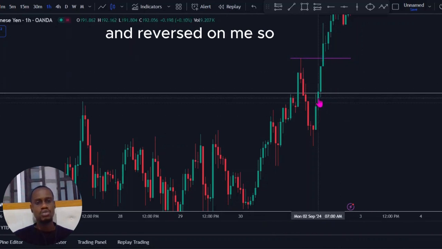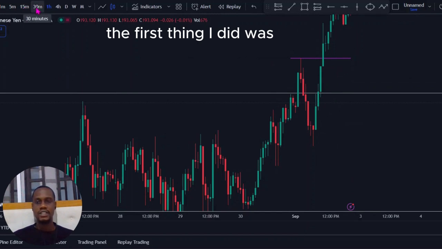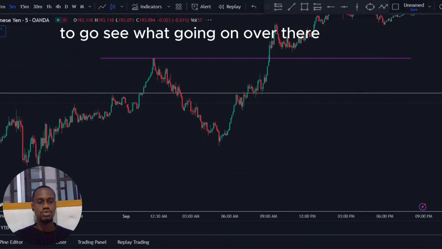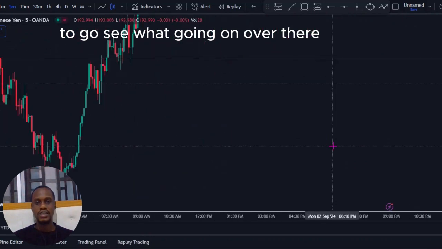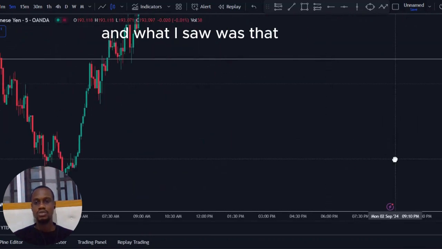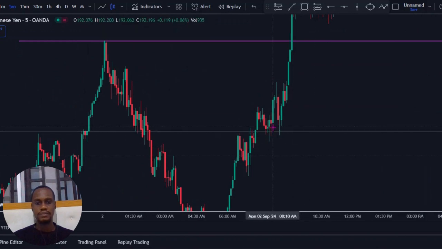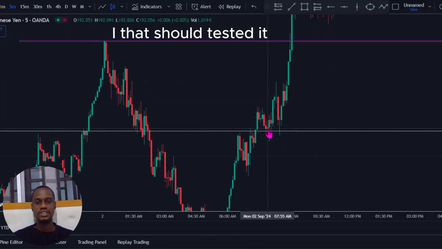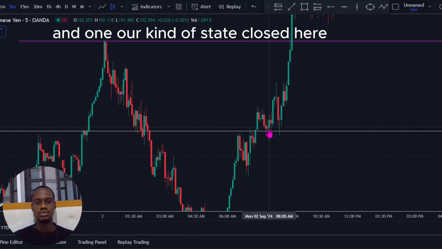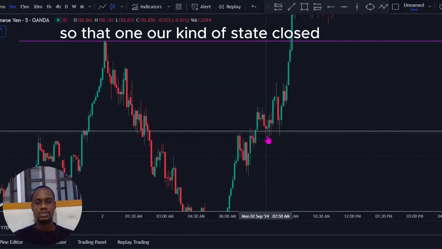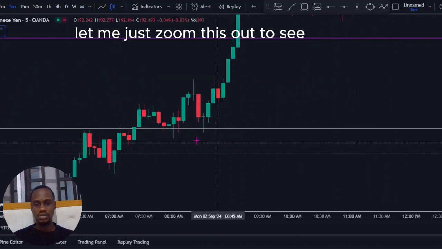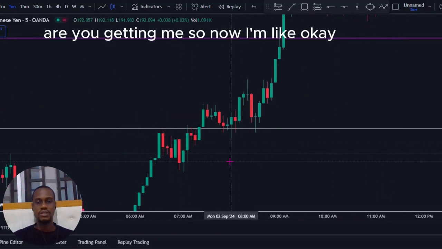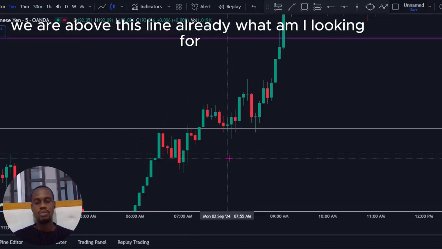So the first thing I did was move down to the 5 minute time frame to see what's going on over there. And what I saw was that the market had broken that white line and retested it, and the 1 hour candlestick closed here. Let me just zoom this out to see. So this is where I'll be applying candlestick reading. Are you getting me? Now I'm like, okay, we are above this line already.